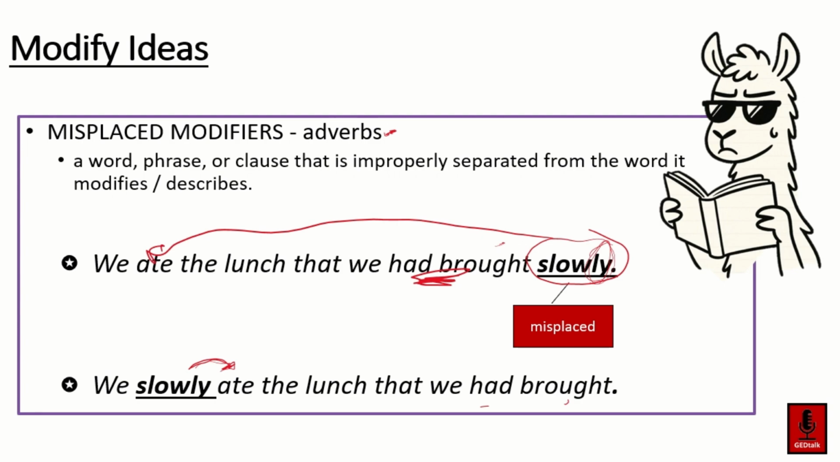So once again, we have this adverb slowly. We know it's an adverb because it ends in an ly. And we just need to make sure that when we introduce the adverb, it's next to the verb that it's describing and not any other verb.